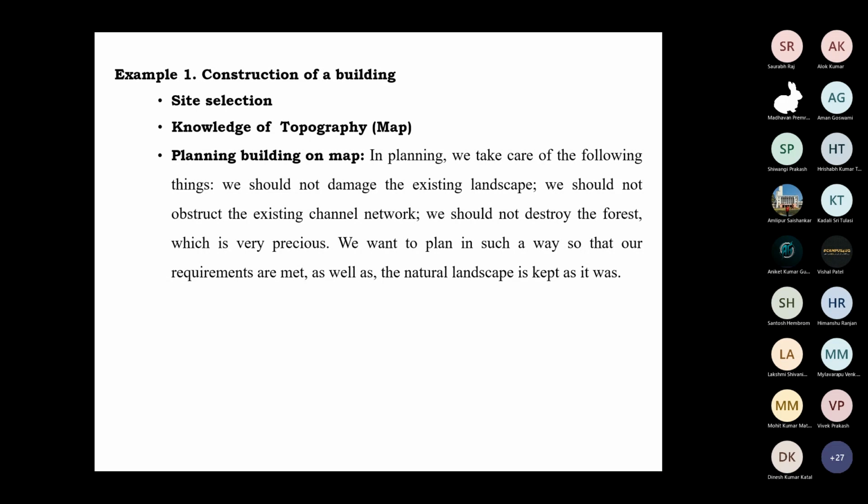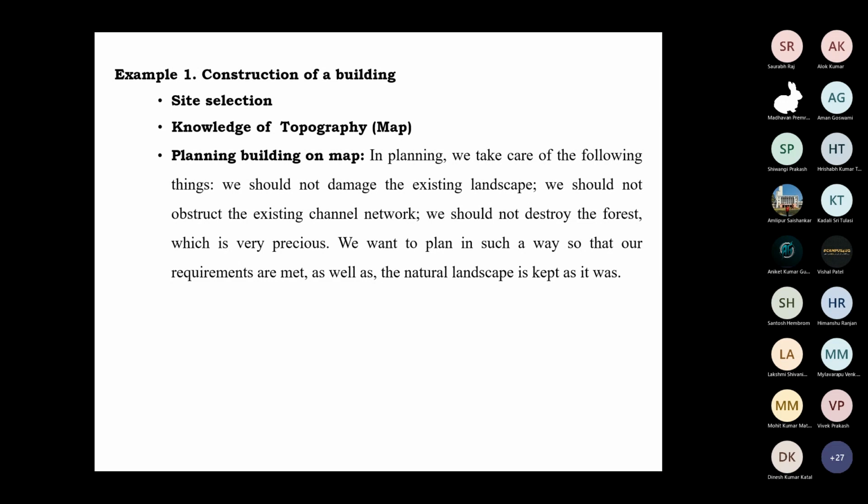What are we getting from this paragraph? Planning, building on a map. What are you getting? Environmental protection, sir.